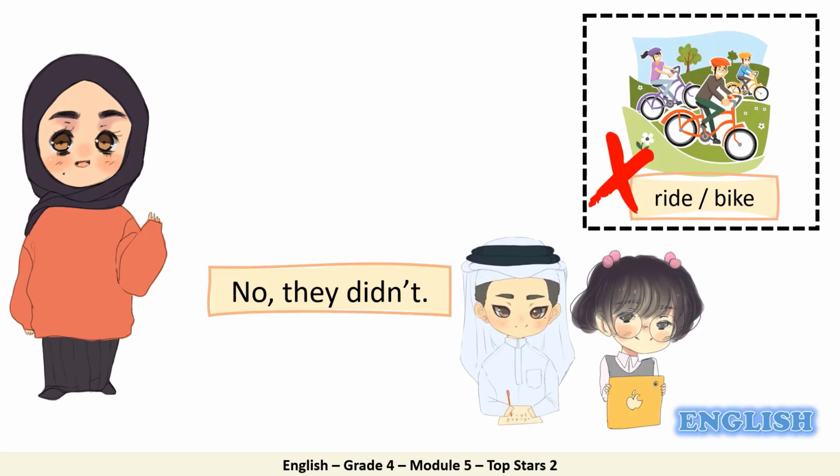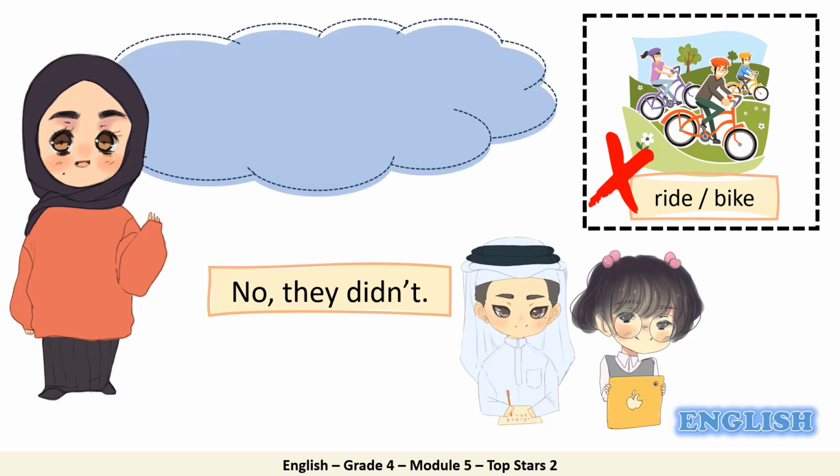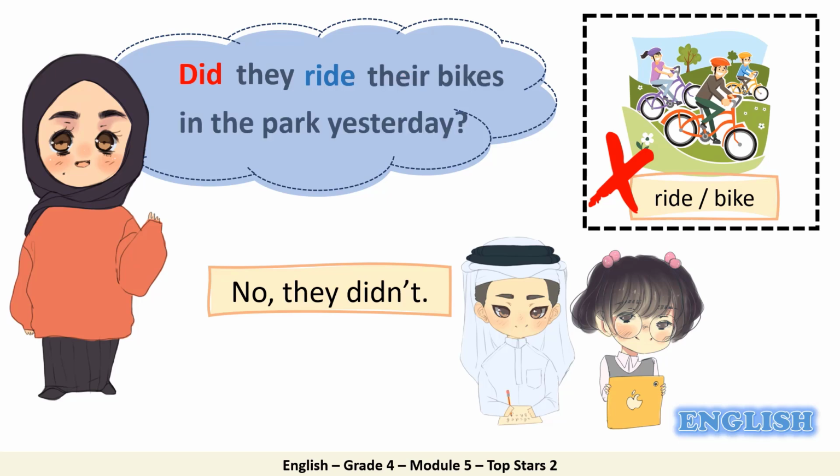Now it's your turn to form the question. Look at the answer. No, they didn't. We have ride, bike, and there's an X. So we need to ask about ride bike. We would start with did. In the answer we have they, so I should use they. And I use ride, the verb in the base form. Did they ride their bikes in the park yesterday? Good job, grade 4.